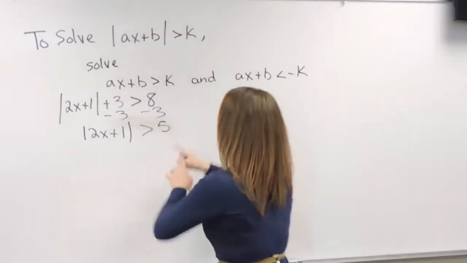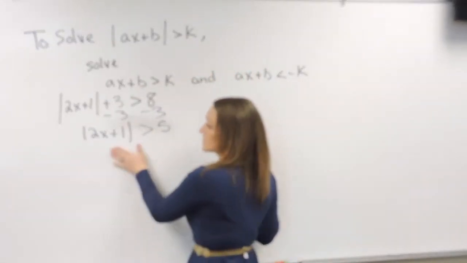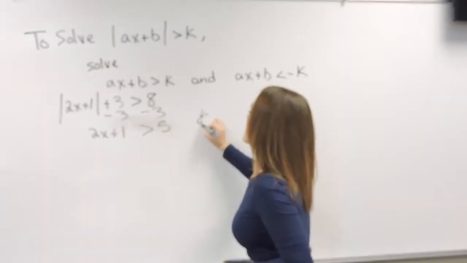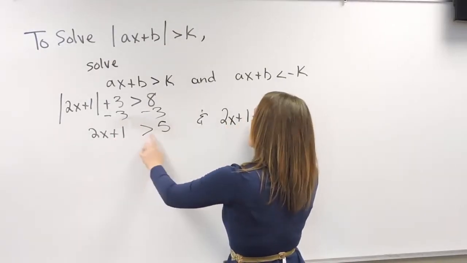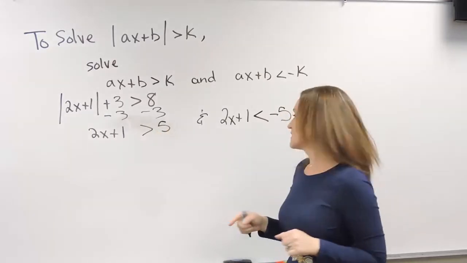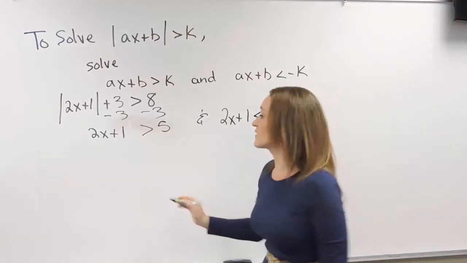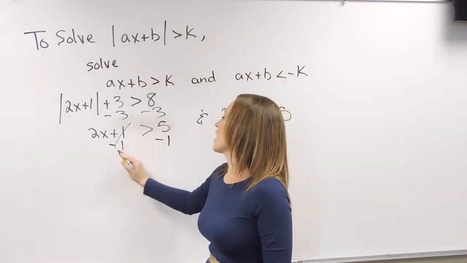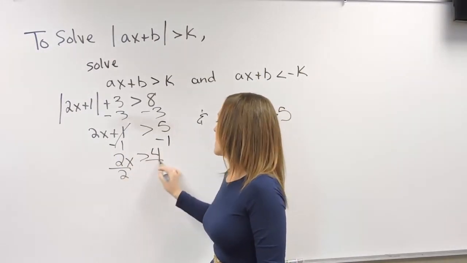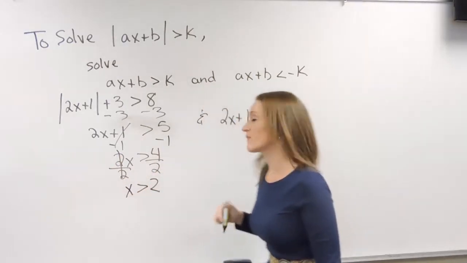Now I can take this and split it into my two different inequalities. The first one is going to look just like this, minus the absolute value bars. And the second one is going to look almost exactly the same, but we need to flip the symbol and then make this value negative. All right, so these are the two inequalities that we need to solve for x. Subtract 1 on both sides: 2x is greater than 4. And then divide by 2. That's going to leave us with x is greater than 2.